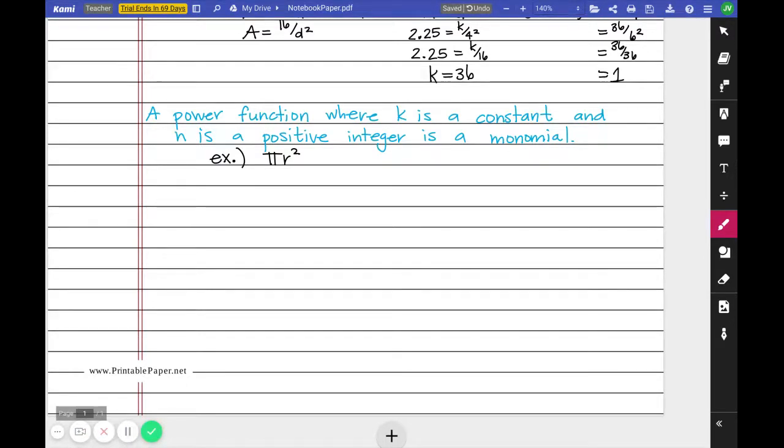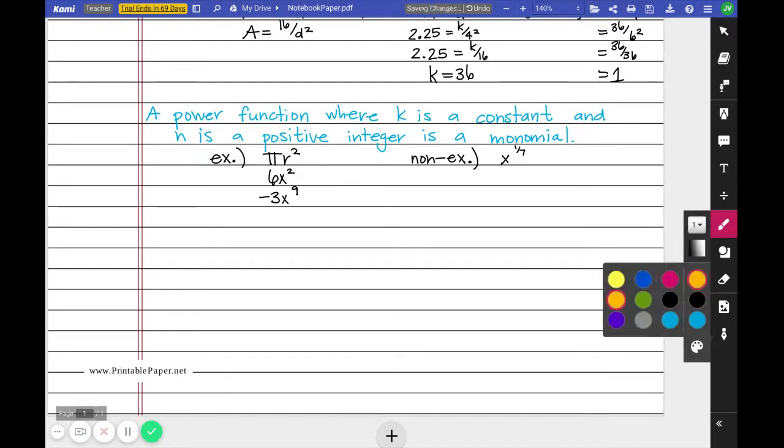Pi is the constant. The exponent n is an integer 2. 6x squared, the one we used as our previous example. Negative 3x to the 9th. Some non-examples. X to the 1/7. Why? 1/7 is not an integer. It's a fraction. It's a problem. It's positive, but it's not an integer.